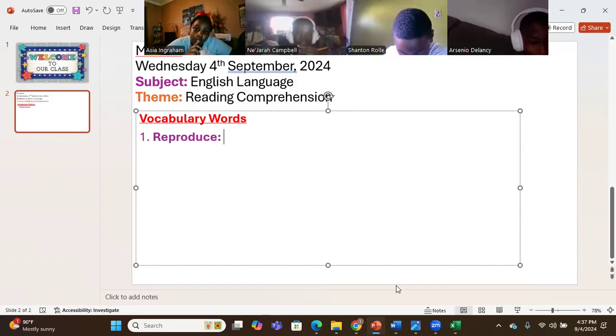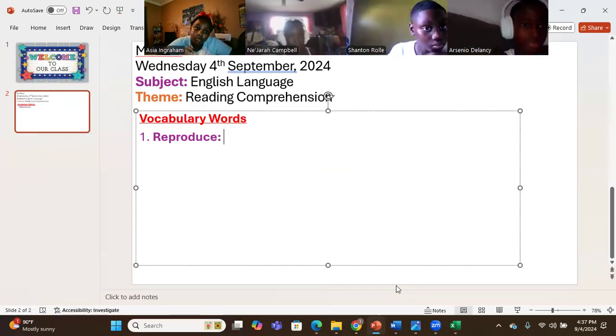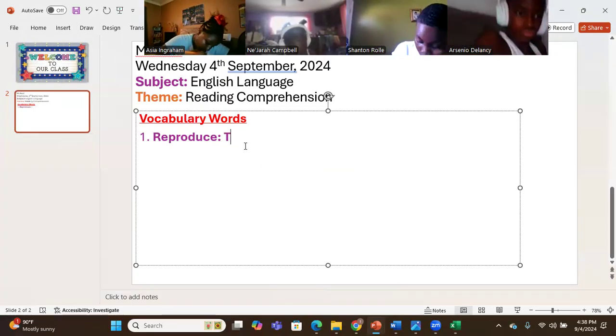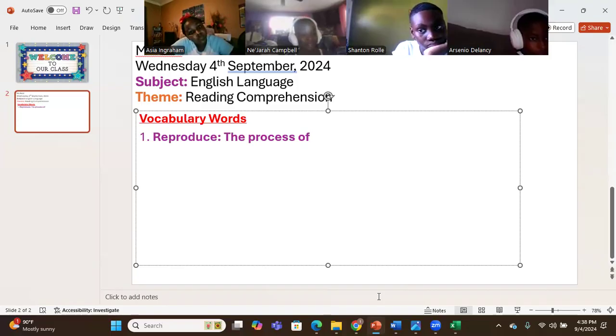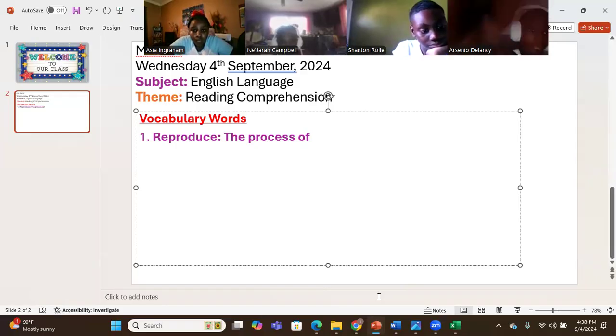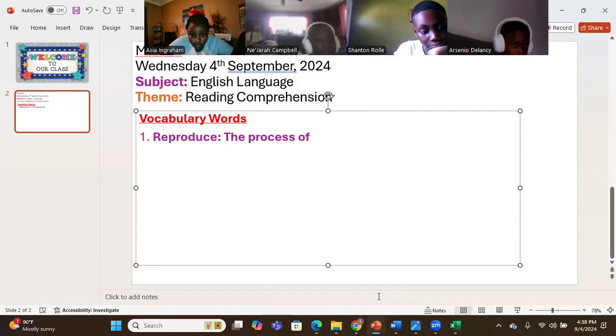So it's the process. Write this down for me, please. Reproduction or reproduce is the process of making more of something, right? So what all things can reproduce? Can animals and plants reproduce? Yes, those things can reproduce, right? So it's a process by which plants and animals can make more of their own kind. That's what we mean by reproduce. So let's write that down.